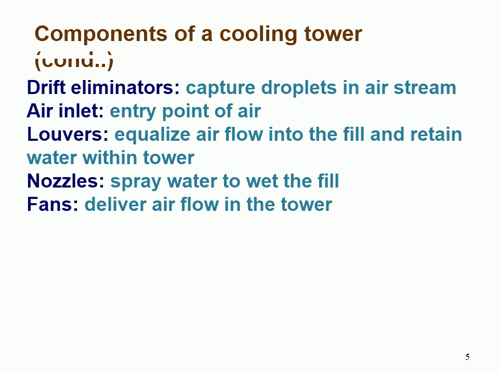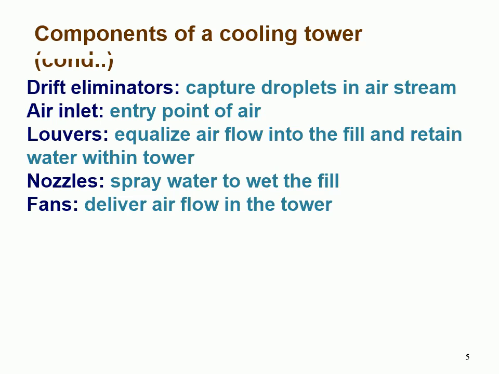Drift eliminators. These capture water droplets entrapped in the air stream that otherwise would be lost to the atmosphere. Air inlet. This is the point of entry for the air entering a tower. The inlet may take up an entire side of a tower, cross-flow design, or be located low on the side or the bottom of the tower, counterflow design.